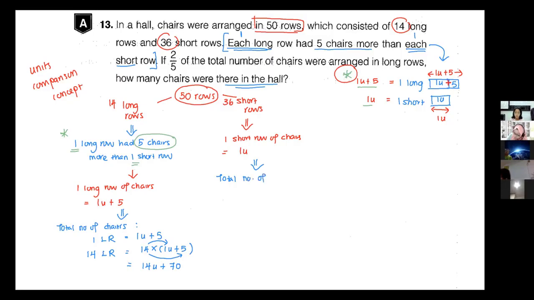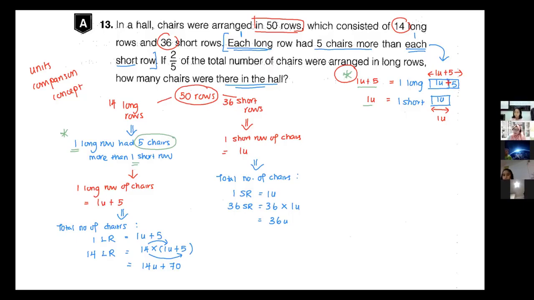Total number of chairs will be, so I know that my one short row is 1 unit. How many short rows do I want? I want 36 short rows, which equals 1 unit times 36. Or you can put 36 times 1 unit also. Same thing. 36 units of short chairs. I mean short rows of chairs, not short chairs.